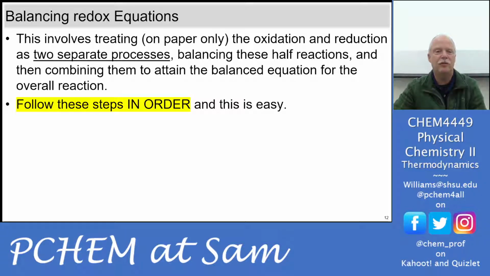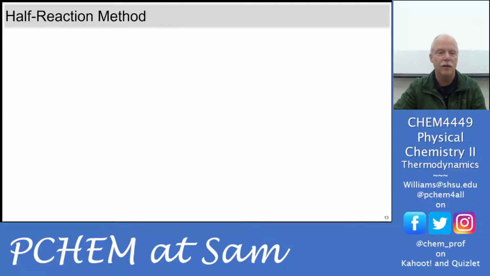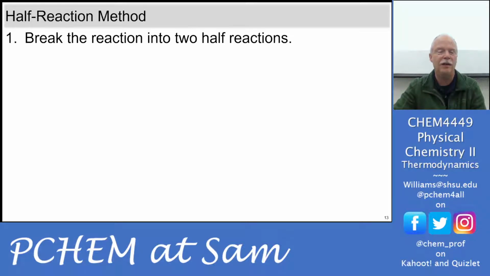So in order to balance redox reactions, again, this should be review, but I'll go through these steps very slowly, just in case your freshman chemistry prof didn't teach you the meticulous way to balance these. And so if you follow these steps in order, it's easy. So here's the half reaction method. Break the reaction into 2 half reactions. Most of the time it's obvious.